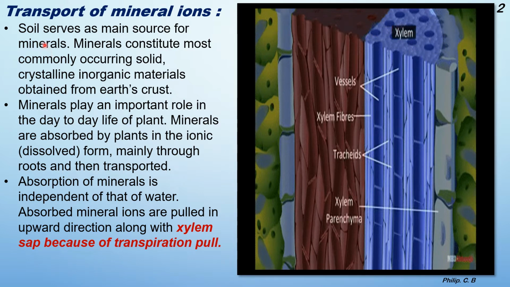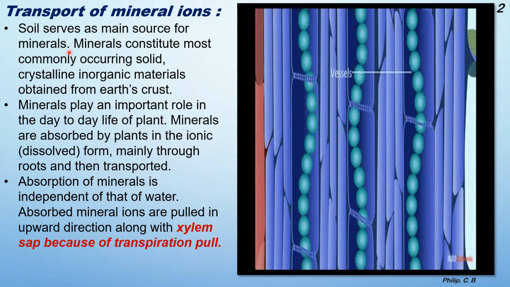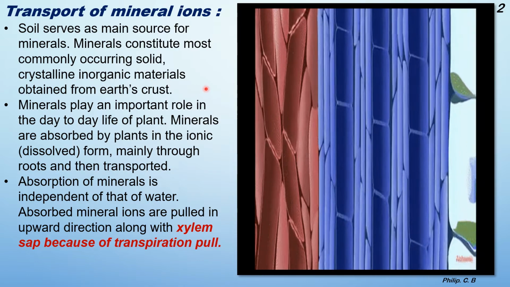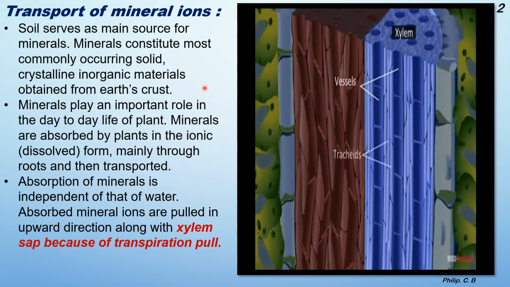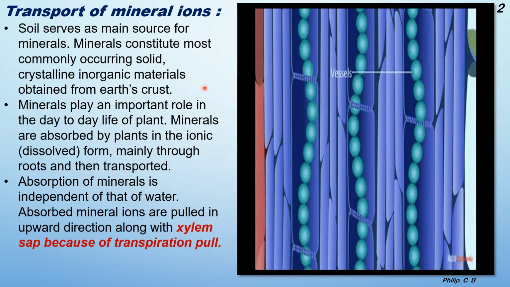So first point, soil serves as a main source for minerals. Minerals constitute most commonly occurring solid, crystalline inorganic materials obtained from the earth's crust. So here, as we can see, the minerals are obtained from the soil, which is the main source, and it is usually in the form of solid and crystalline inorganic components.